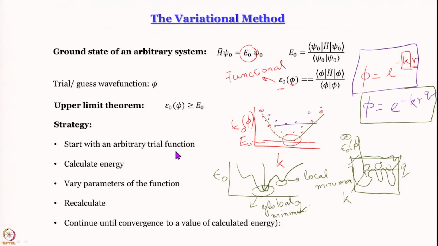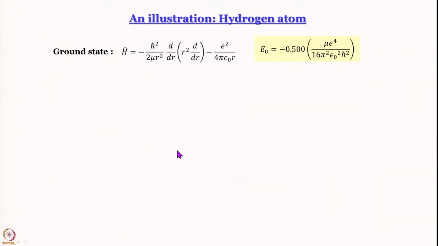So, let us demonstrate this by going back to our old friend, the hydrogen atom. Of course, we do not have to do this variation treatment for the hydrogen atom because we already know the solutions. But since we know the solutions, the hydrogen atom provides a very good test system because we know the expression for energy. We know that this Hamiltonian is like this, and its ground state.